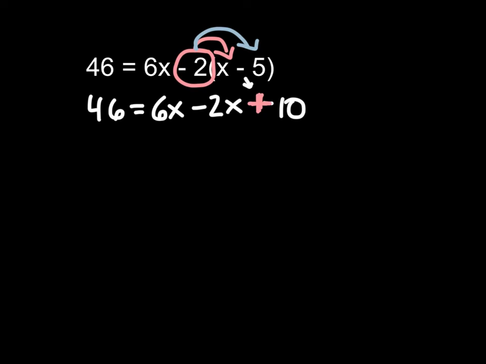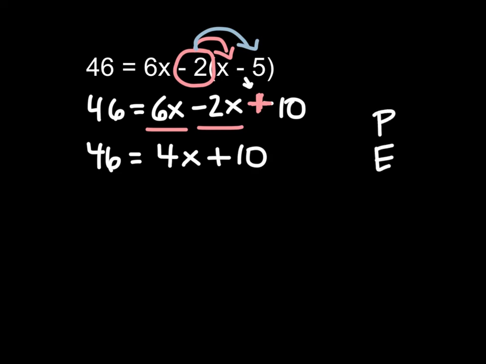Now, we need to combine like terms. On the right-hand side, here's 6x, here's negative 2x. They have the same variable term, variable part, I should say. So we are going to rewrite 46 equals 6x minus 2x is 4x, and then we have plus 10.